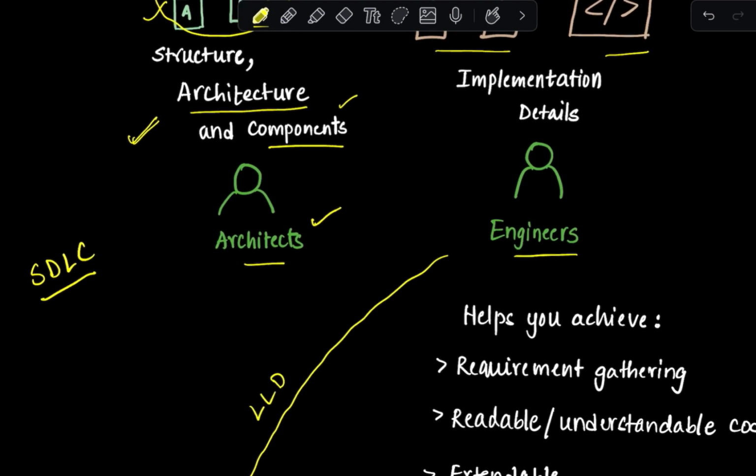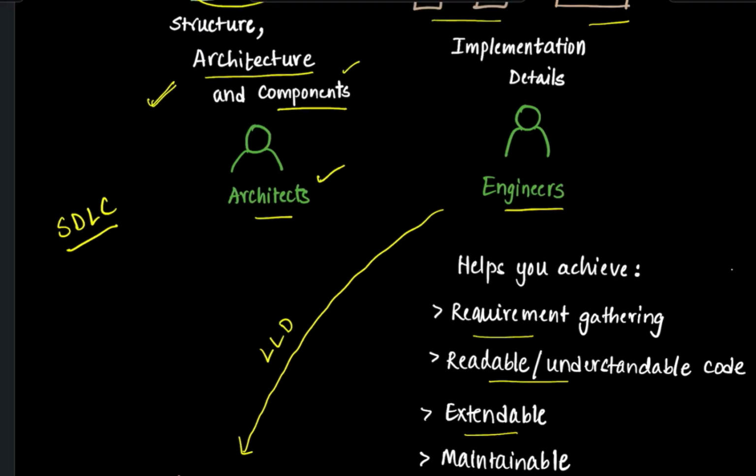Now, how does low level design help us? It helps us in requirement gathering, in writing readable and understandable code, it makes the software system extendable, and it also makes the software system maintainable. What exactly is requirement gathering here? In requirement gathering, all the requirements that are needed for a software system to be built are discussed with the stakeholder or the client. After this, low level design helps us make readable and understandable code.